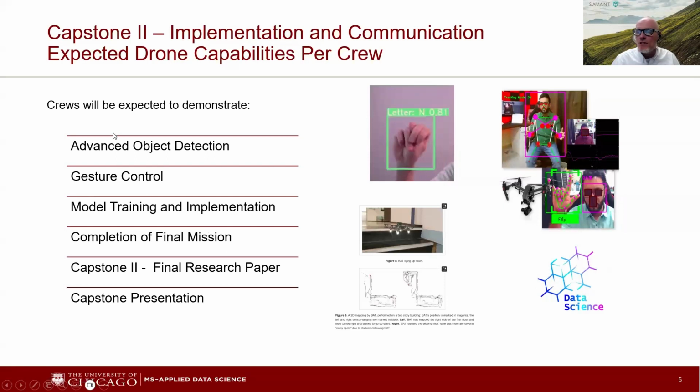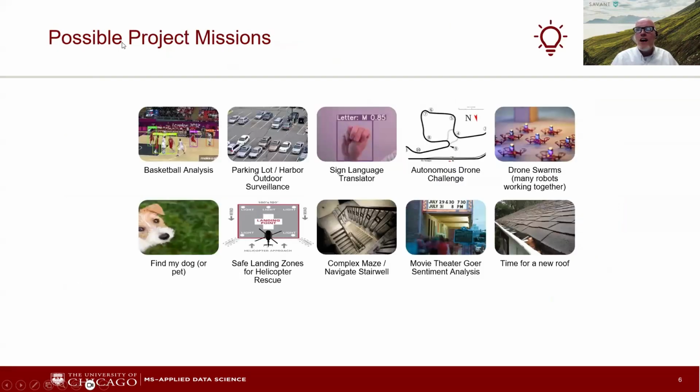But in capstone two, we build on what we did in capstone one. And we're really expecting people to have very fine-grained control of their robots. We're expecting them to build their own custom models, not use somebody else's models, but actually build their own. And there's a variety of ways we do that. They ultimately have to produce a project.